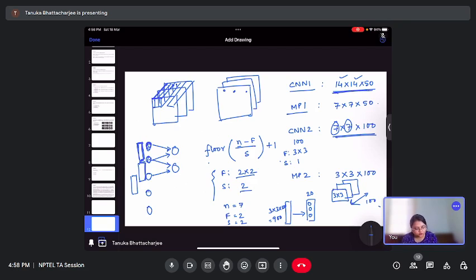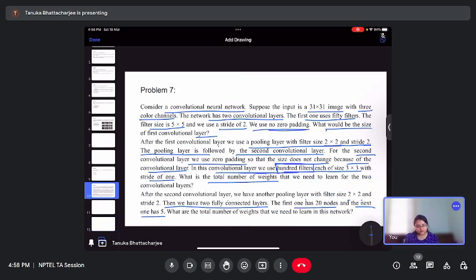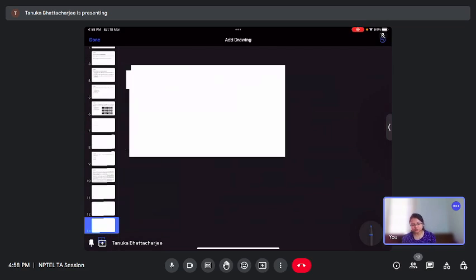So now from this 20 we have another fully connected layer which is 5, and this gives us the final output. This is the entire network structure that we have. Now the other part of the question is what is the total number of weights we need to learn for the 2 convolutional layers, and what is the number of weights we need to learn in this entire network. So let us just work that out.